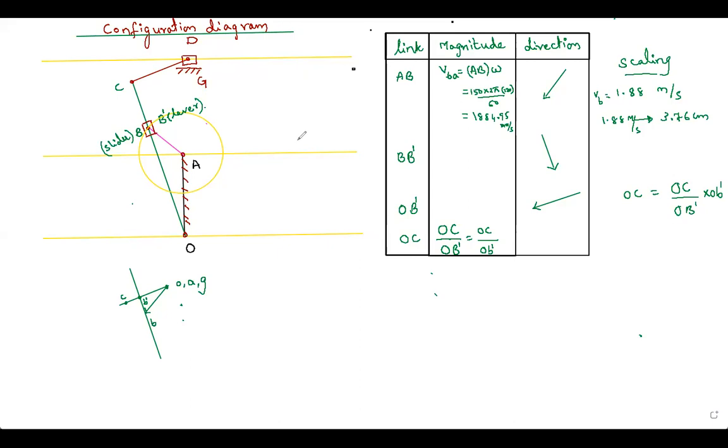Okay. Now what is the next step? We are still going, right? So we are going to CD, link C and D. Do you know the magnitude? I don't know the magnitude, but I know the direction, which is perpendicular to the link, downwards or upwards. No need to worry about it.